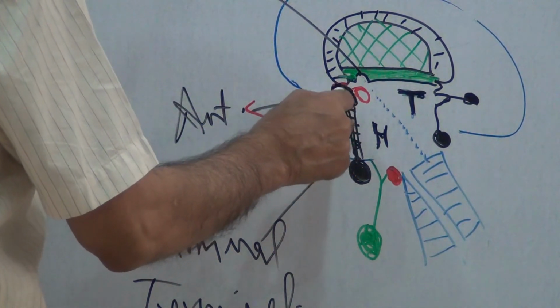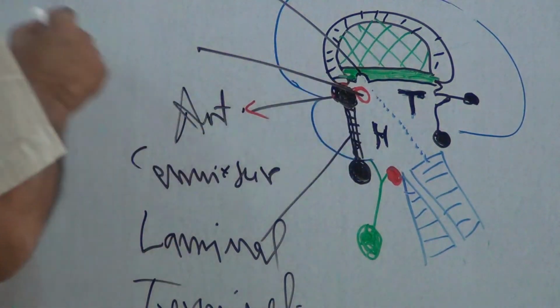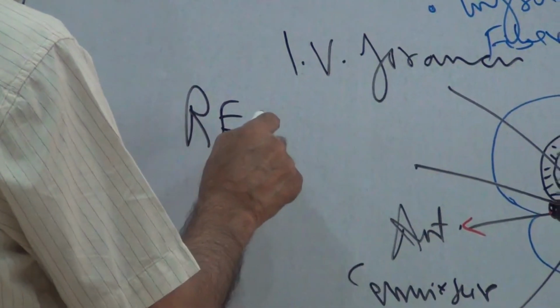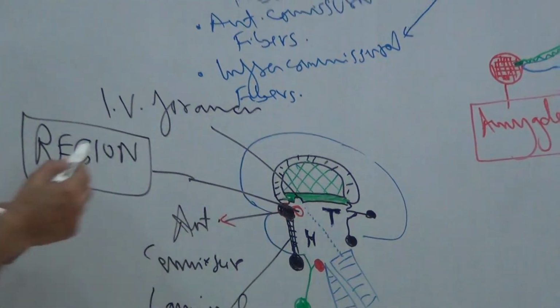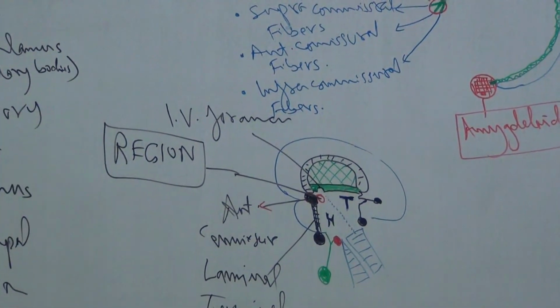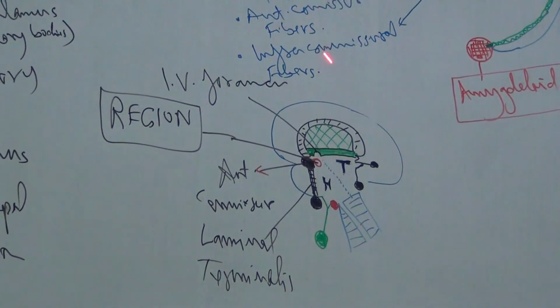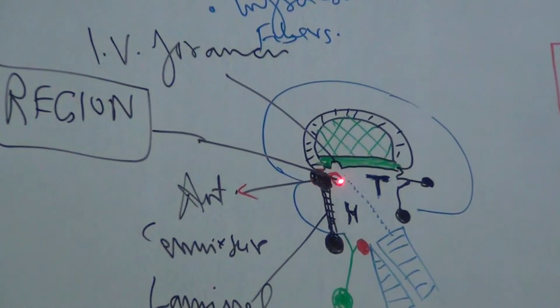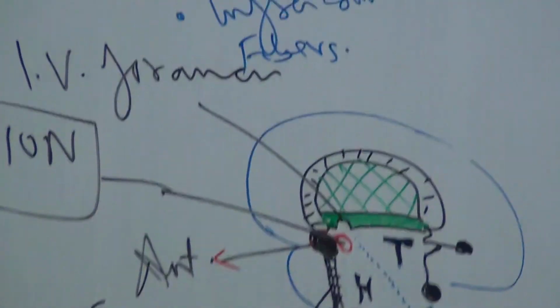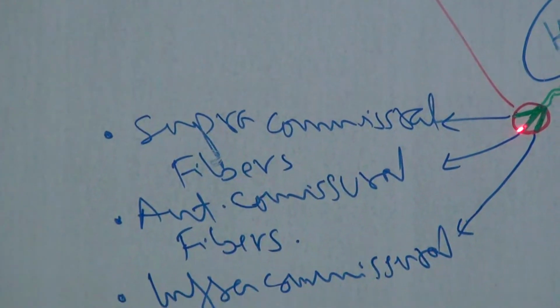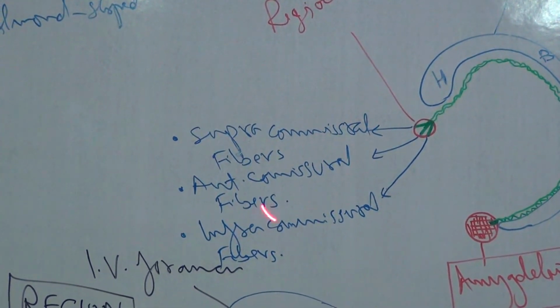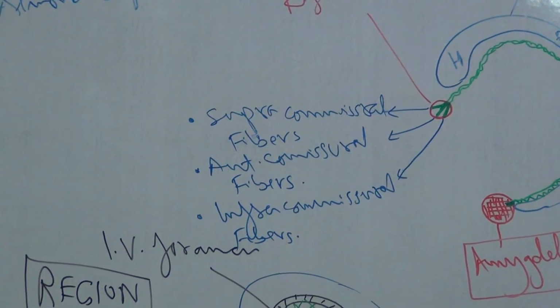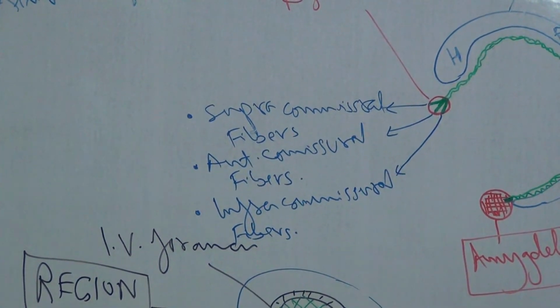In this region, the fibers of the stria terminalis reach and divide into these three commissures. Just below the interventricular foramen and behind the anterior commissure, the stria terminalis fibers reach here and divide into supracommissural fibers, anterior commissural fibers, and infracommissural fibers. These we will trace in detail when we discuss the connections of the limbic system.